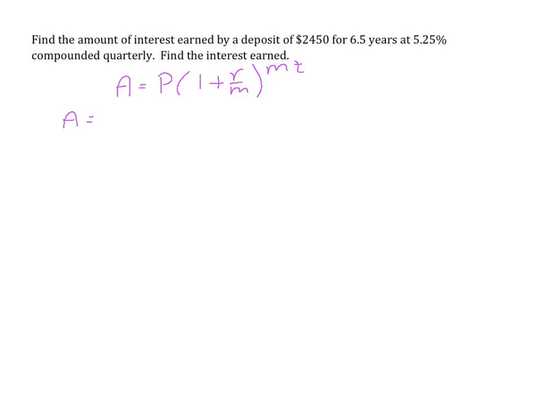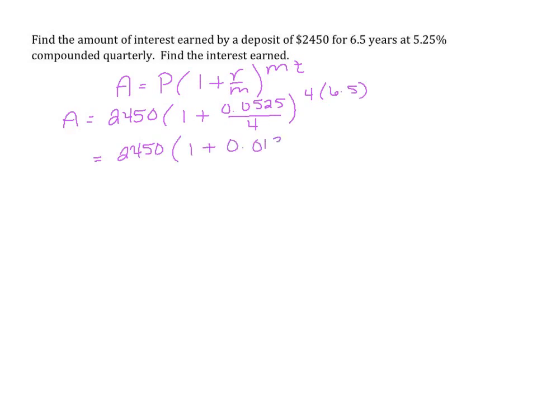So the amount we put in was $2,450. The rate at which we're earning is 5.25%, so 0.0525. We're compounding quarterly, so that's 4 times per year. And we're doing 4 times per year for 6.5 years. So this is equal to 2,450 times 1 plus, if we were to divide, we would get 0.013125, to the 26th power, 4 times 6.5.